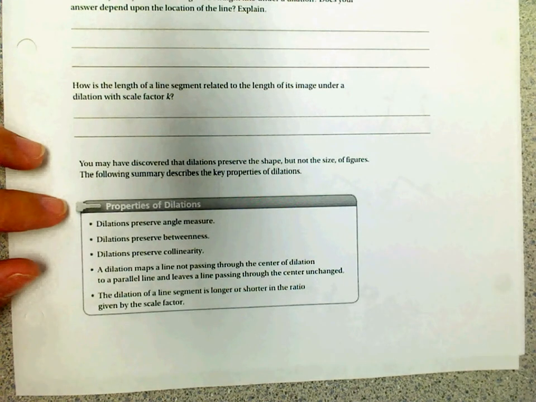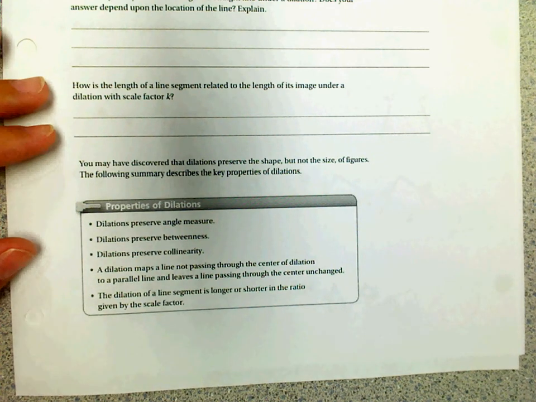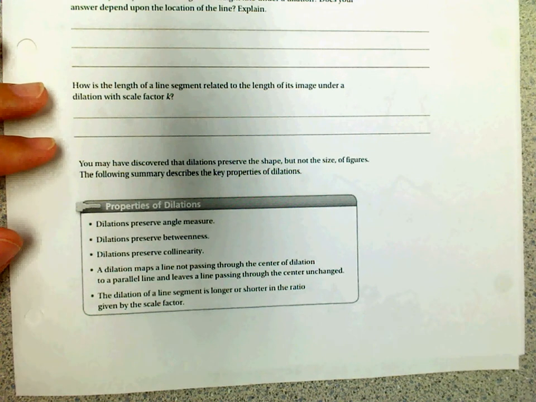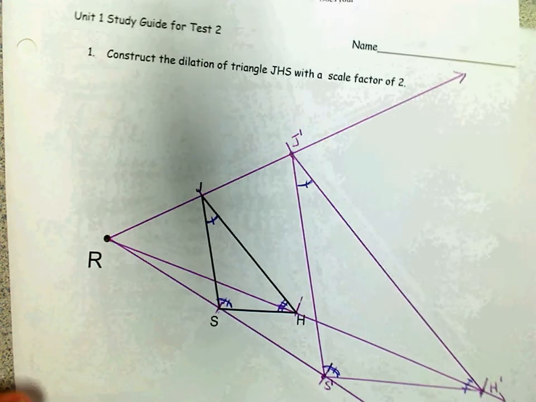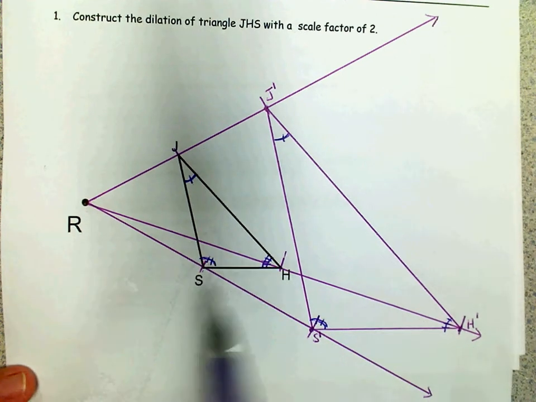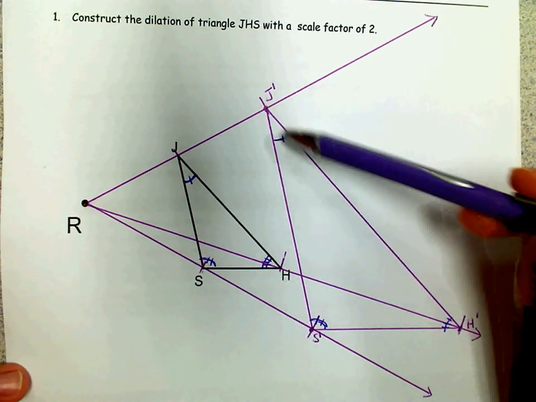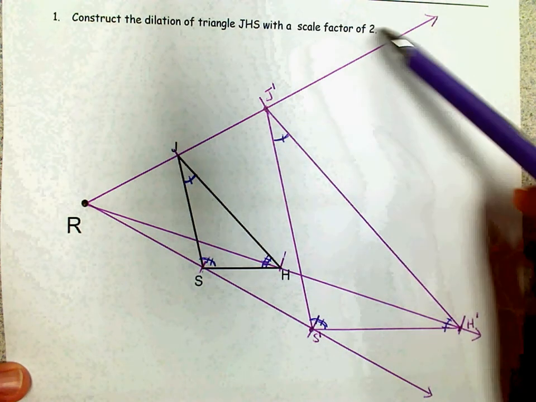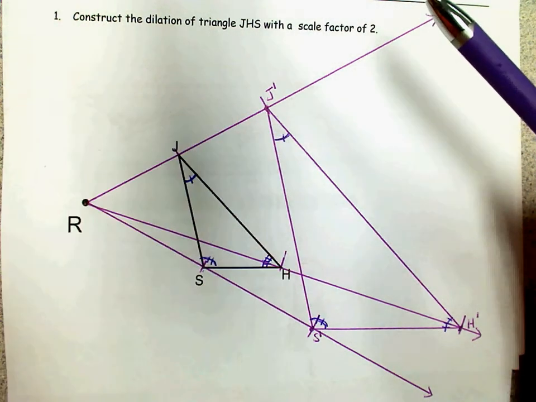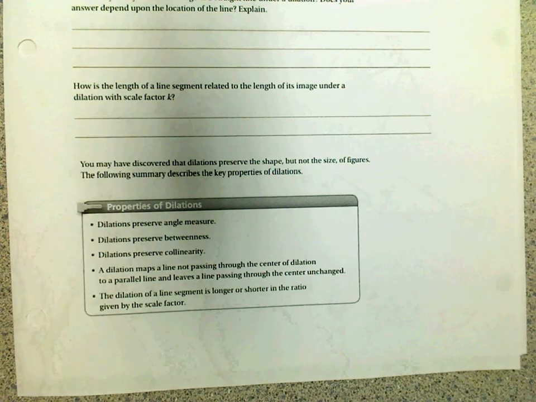The last one says that a dilation of a line segment is longer or shorter in the ratio given by the scale factor. So if your scale factor is larger than 1, then your segments are going to be longer. If your scale factor is less than 1, then your segments are going to be shorter. So if you look at your construction again, we had a scale factor of 2, which means that our image J prime, S prime is going to be double the length of JS, and the same with all 3 of those sides of that triangle. So it has a scale factor of 2, so this segment's going to be longer. Not larger, longer. So these are the 5 properties that you need to know for your test tomorrow.